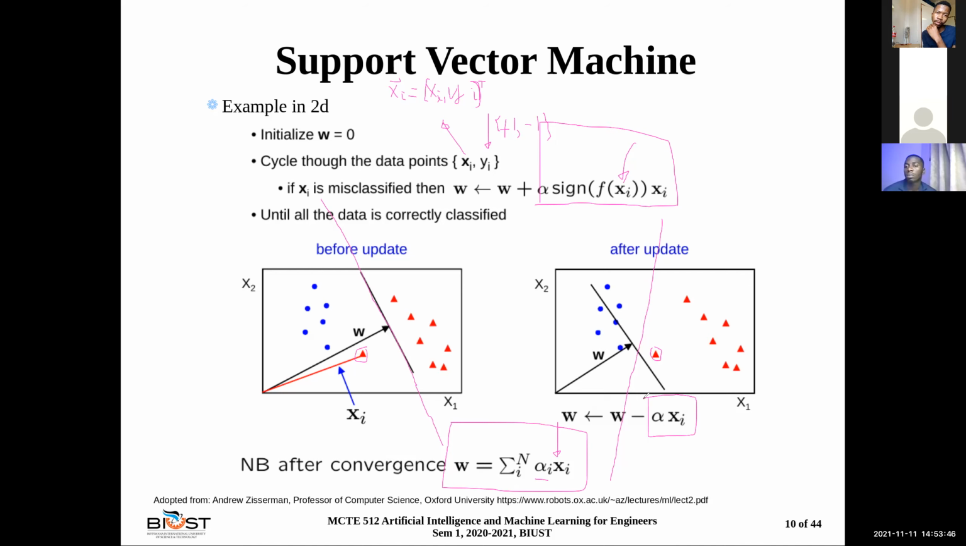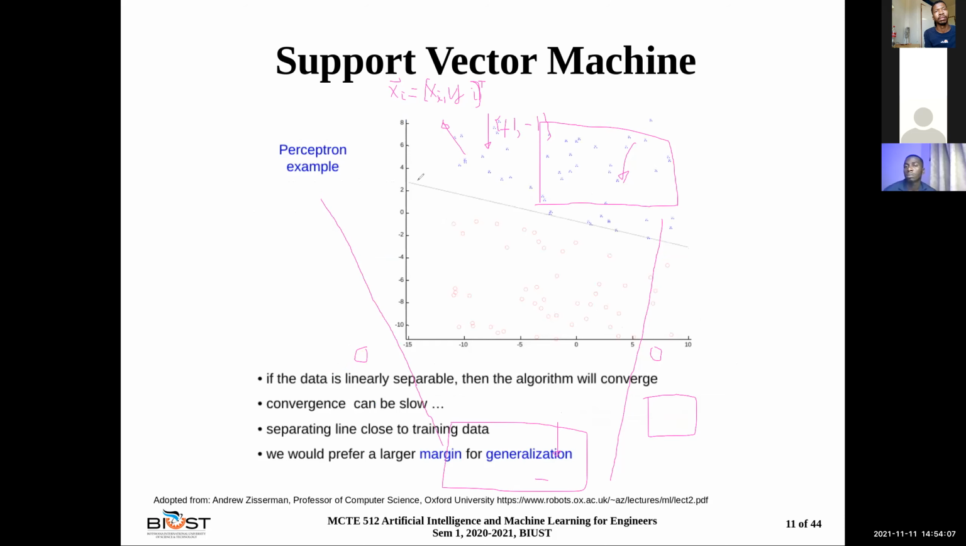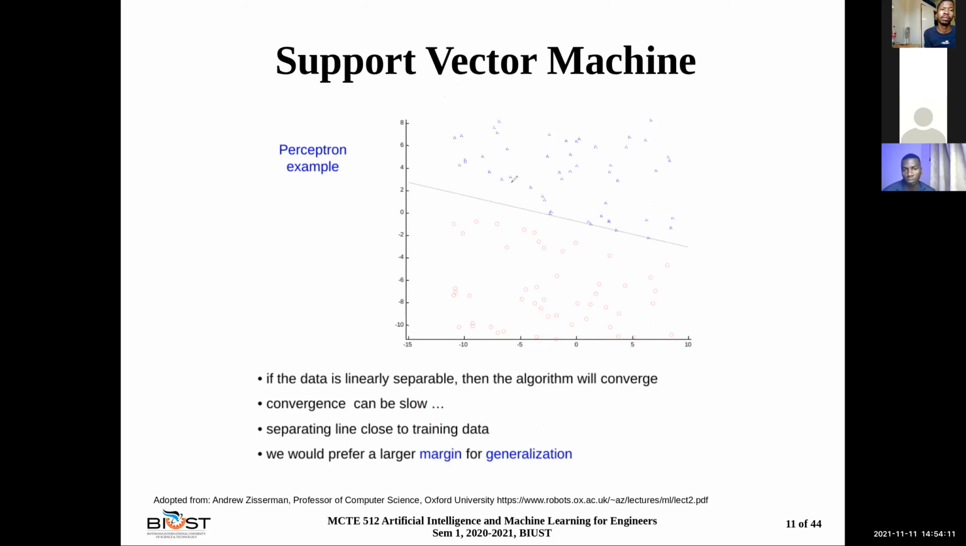Okay, but after the convergence, if we add this correcting factor, the h of the alphas multiplied by the input, all together, this will also give us the optimal weights. Okay, so let's keep that in mind and look at some examples. So these are real examples.